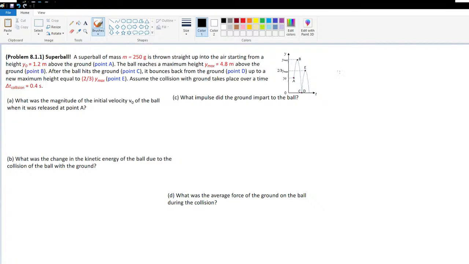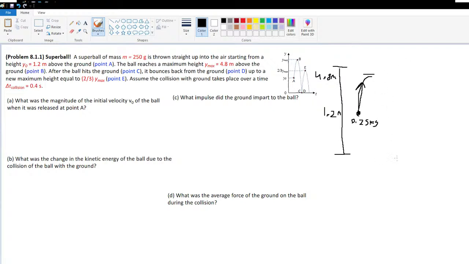So this is our height scale. Our initial point, we know, is 1.2 meters. We know our ball is equal to 250 grams, which for the sake of math I'm going to write as 0.25 kilograms. We know it gets yeeted up into the air, and it reaches a maximum height up here of 4.8 meters.